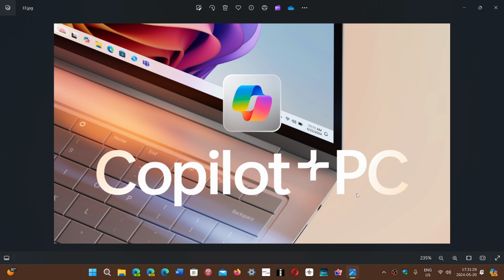It means that you will be looking at either a Copilot logo or a Copilot Plus PC logo. Probably also following the rules that Microsoft has set in the past, there will be a Copilot key on the keyboard.